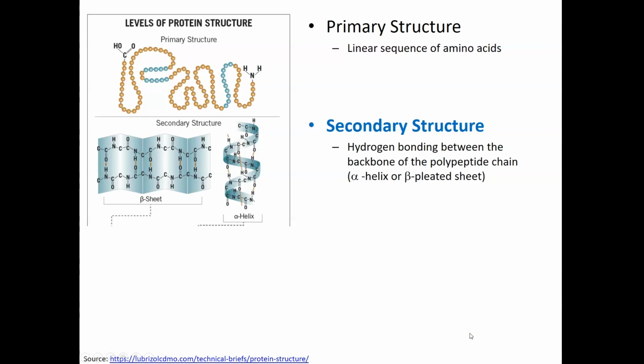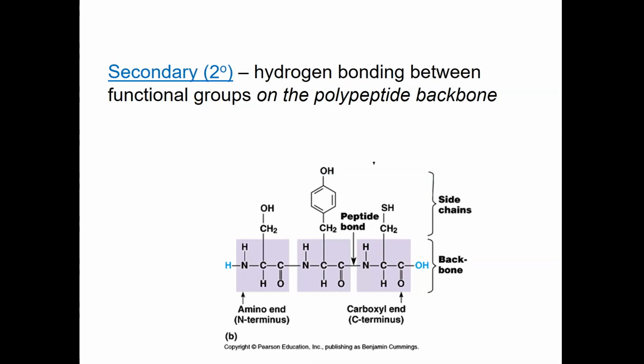And now we're going to talk about the secondary structure, which, as I already stated, is the hydrogen bonding between the backbone of the polypeptide chain, forming either an alpha helix or a beta pleated sheet. So now is when we're going to begin to see the actual folding of the protein taking place. So before we explore what it means to be an alpha helix or a beta pleated sheet, we should differentiate once again between what is the backbone versus a side chain.